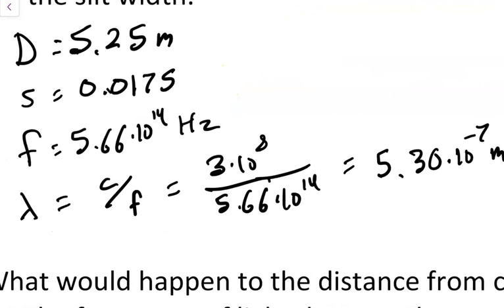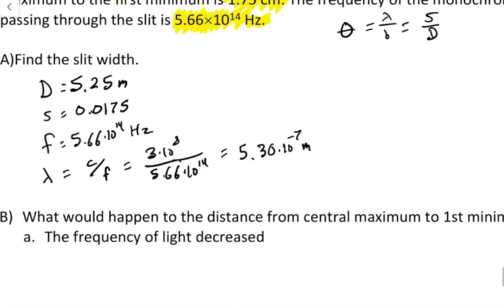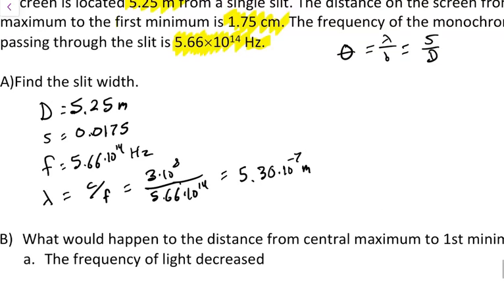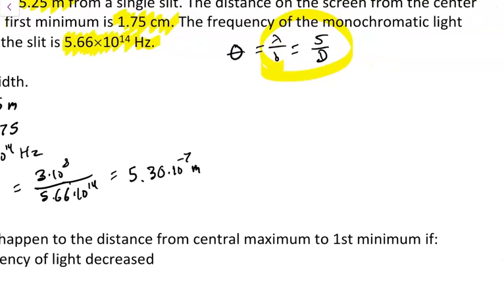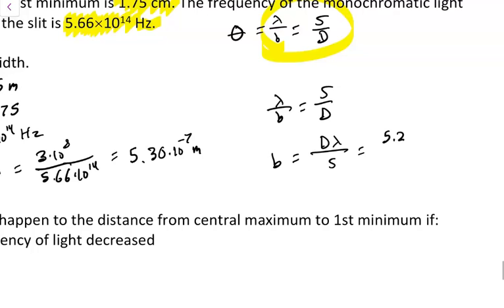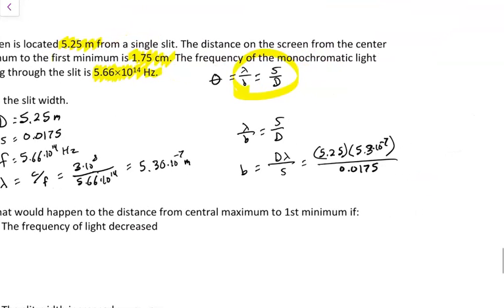I've used the equation of the speed of light divided by the frequency to give me the wavelength of that light. I ended up with a wavelength of 5.30 times 10 to the negative 7th. Then I would use this equation with the given values to get my slit width, which would be equal to d lambda over s. That gives me 5.25 times 5.3 times 10 to the negative 7th divided by 0.0175, and that's 1.59 times 10 to the negative 4th meters. So it's 0.159 millimeters, very, very small.